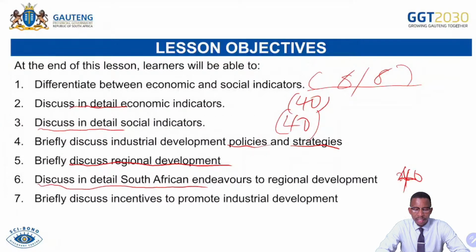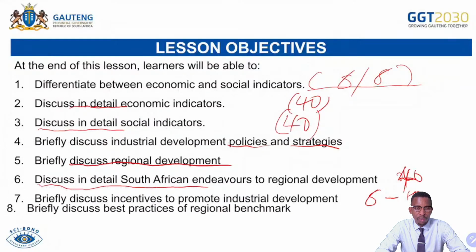Briefly discuss incentives to promote industrial development. This one can either be 8 marks or 10 marks if maybe it's a part of a data response or additional part, or it can also be 1 mark or 2 marks up to 4 marks, where you discuss incentives to promote industrial development.